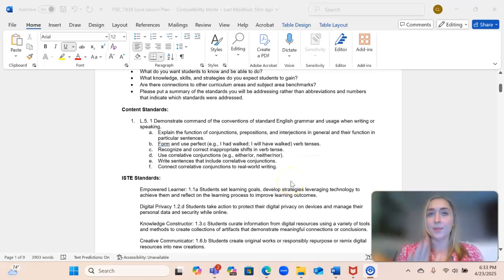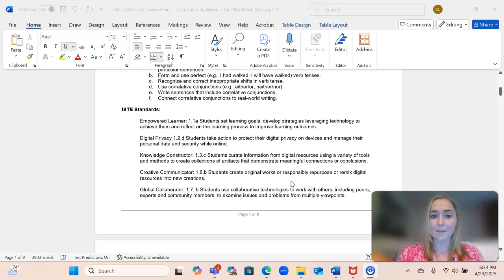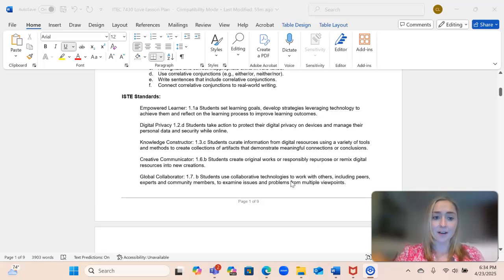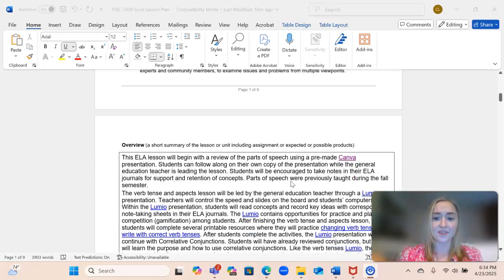We focused on the parts of speech at the beginning of this lesson, but we really dug deep into perfect verb tenses and understanding inappropriate verb shifts and correlative conjunctions within our writing. This lesson applied to several ISTE standards like the Empowered Learner, Digital Citizen, Knowledge Constructor, Creative Communicator, and Global Collaborator.